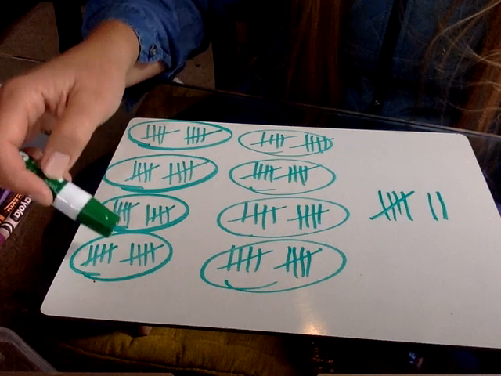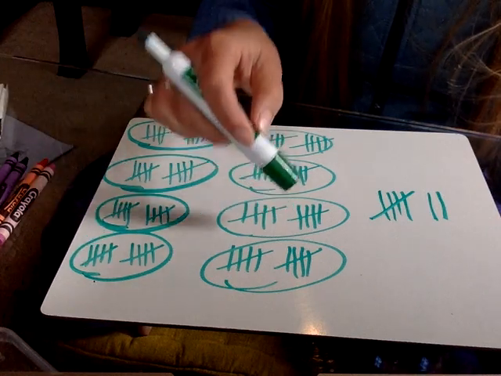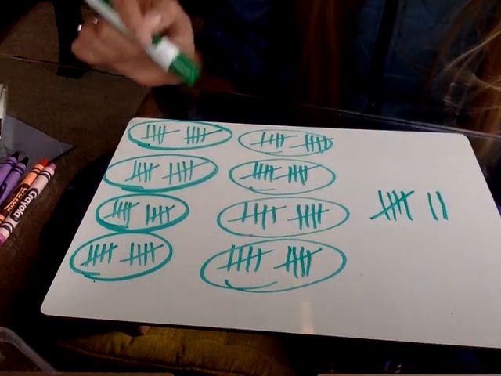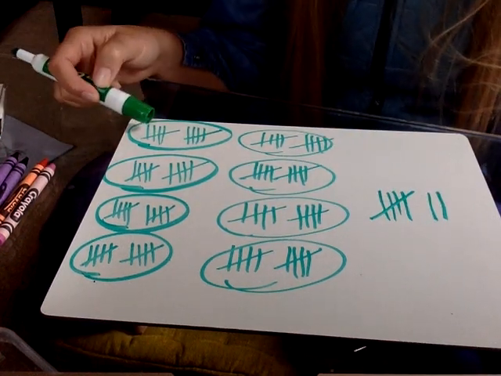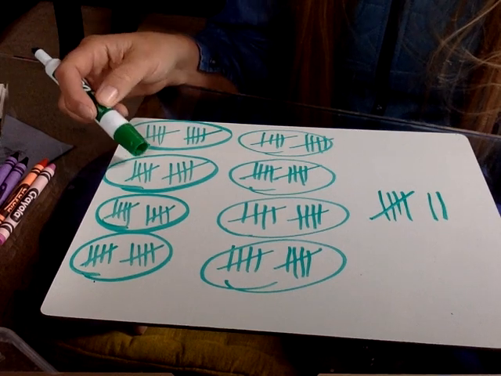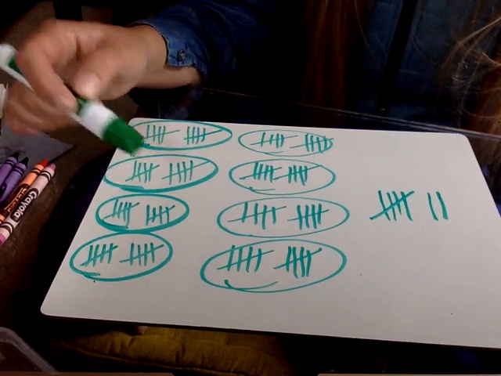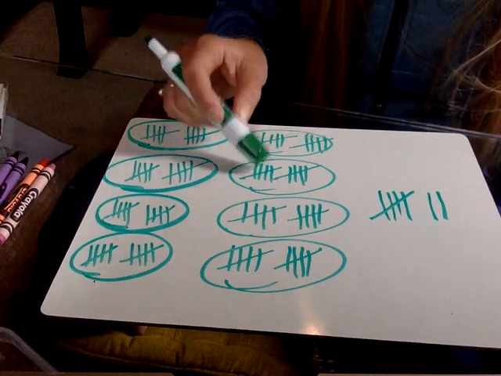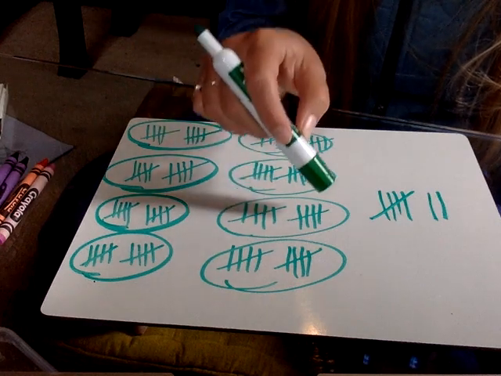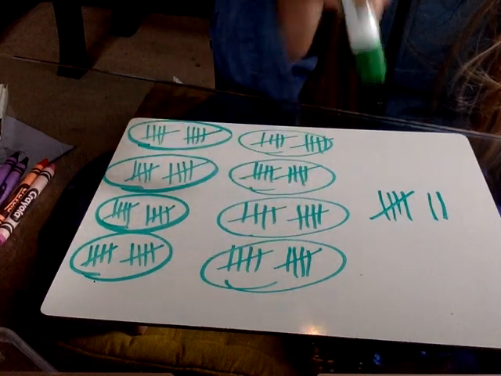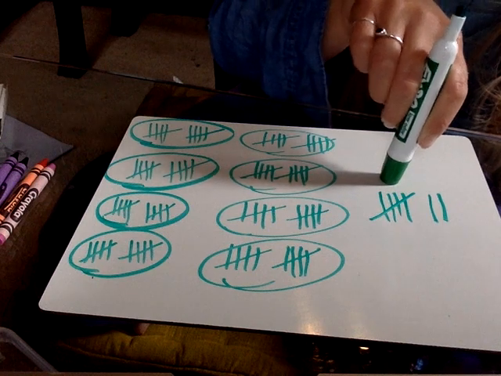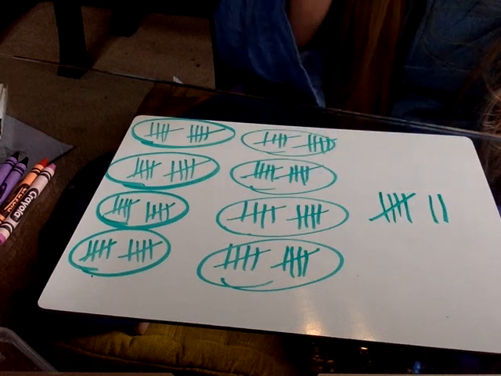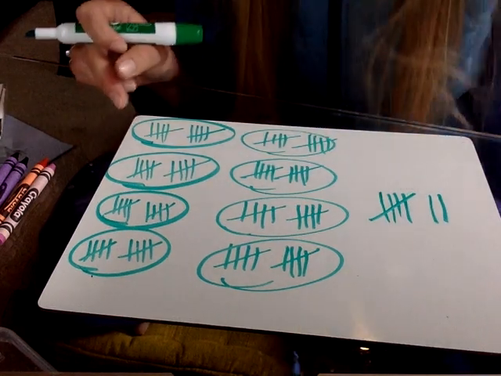10, 20, 30, 40, 50, 60, 70, 80, 85, 86, 87. Another way to do it is counting by fives. 5, 10, 15, 20, 25, 30, 35, 40, 45, 50, 55, 60, 65, 70, 75, 80, 85. Now counting on by ones. 86, 87. Okay. All right.